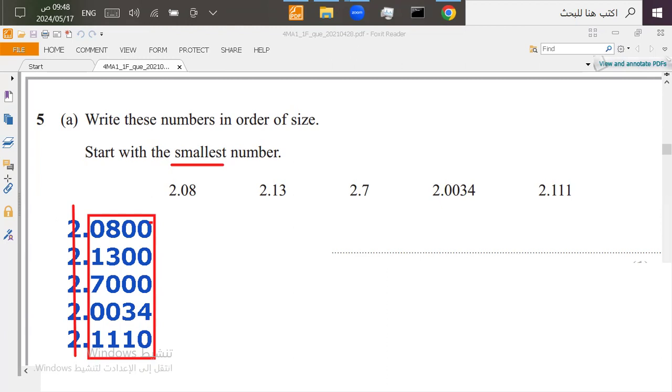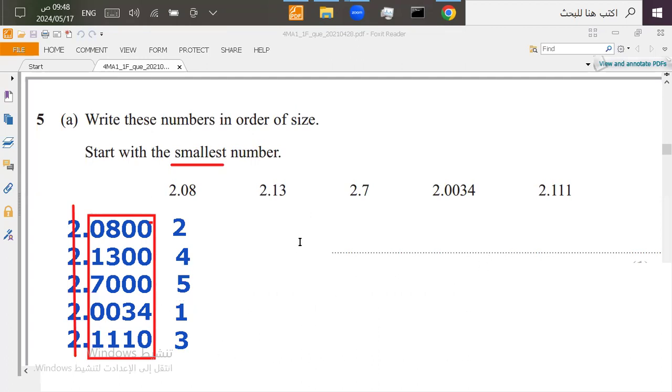Now I can order them by size, and the smallest will be 34. So I'm going to put one here next to it so I know it's the first one. After 34, I have the 800. Very good. So this is the second one. And then after 800, I have 1,110. This is the third one. And then I have 1,300. It's the fourth. And the biggest one will be the 7,000. So I'm going to pick 5 here. Now I have them in order.